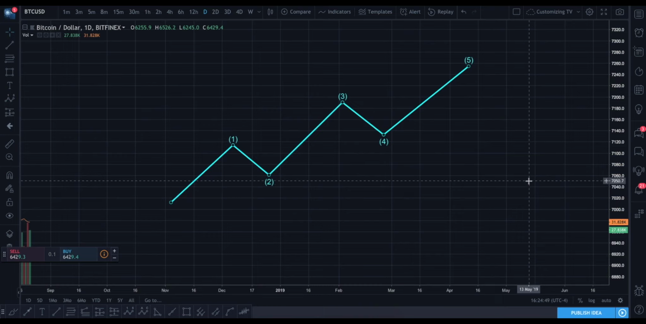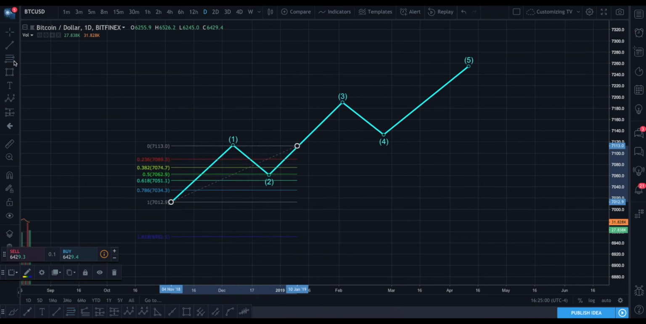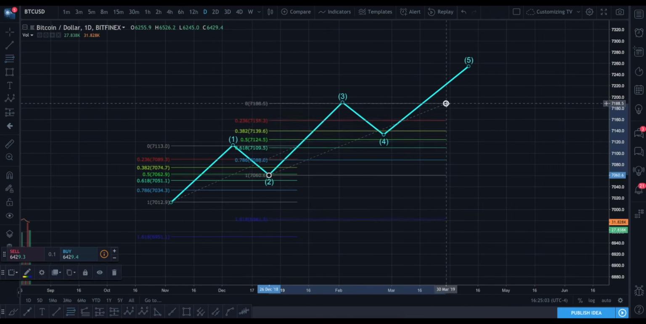Now let's do a quick recap of the previous lessons. Recall that you can always take the fib retracement of the first wave, you can take the fib retracement of the third wave, but you cannot take the fib retracement of the fifth wave. Instead, you have to take the fib retracement of the entire structure, and you can do so next to the structure so it doesn't clutter your chart.